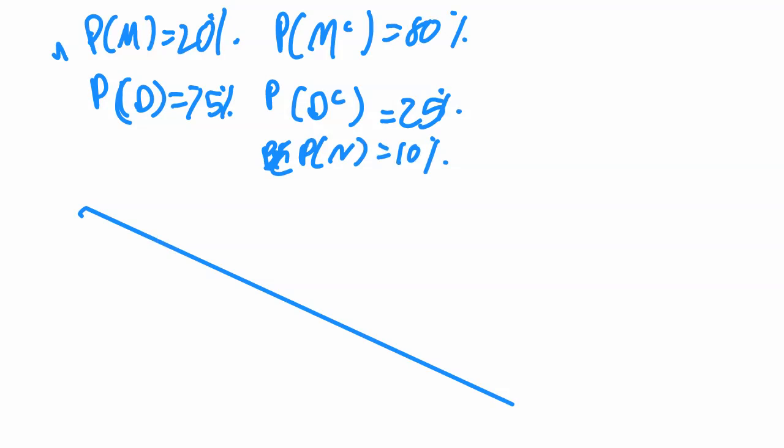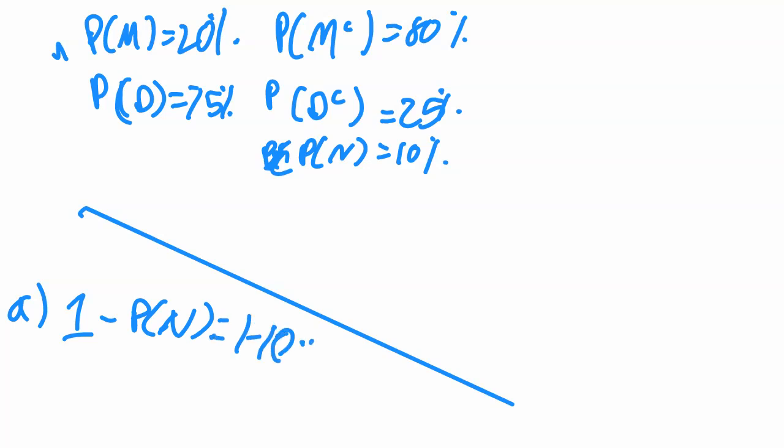Just ignore it. So it's asking for meat, dessert, or both. The only other option is having neither. And since that makes up the entire sample set, it's 1 minus the probability they'll have neither, which is 1 minus 10%, which is 90% or 0.9. That's for A.